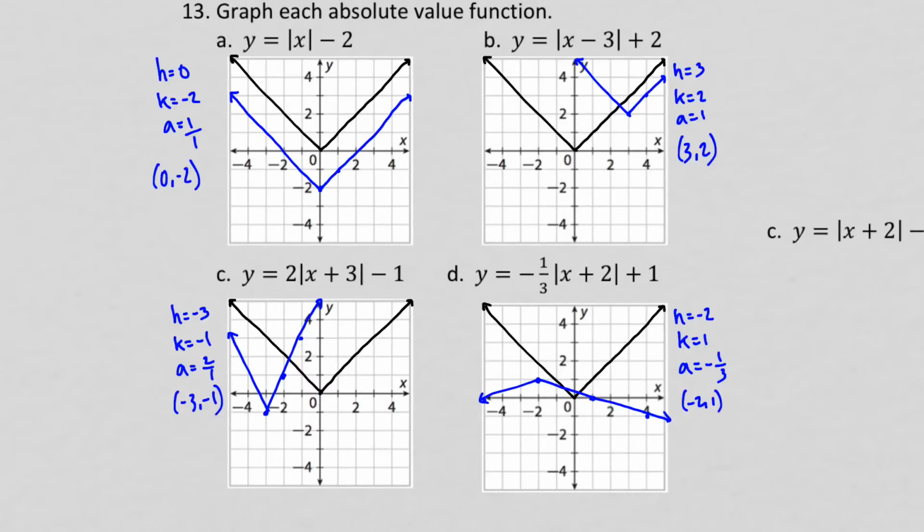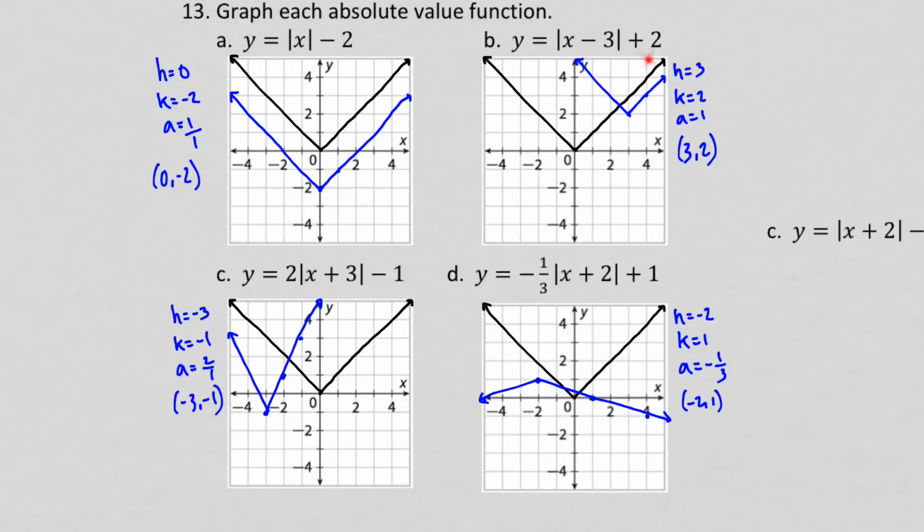Okay, here you go. These are the correct solutions for A, B, C, and D. You can see the black one is the parent function. The blue one is the final function. In part A, I found that h is 0, k is -2. So the vertex is 0, -2 right here. And the slope is 1 over 1 because A is 1, so up 1 over 1, and then do the exact opposite on the other side.